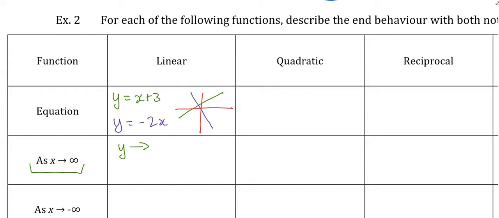But what about the other one? As x goes to positive infinity, what's y doing? It's going down, which is negative infinity. Because it's relative to x going to positive infinity. Yes, it's always up or down.